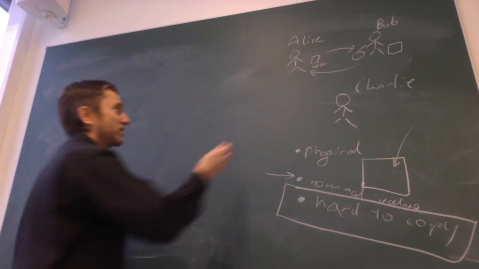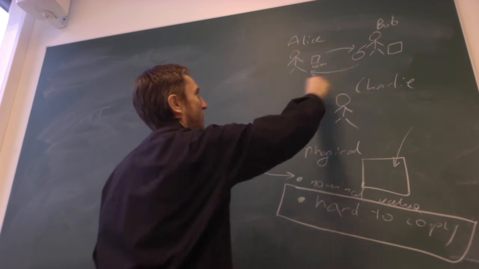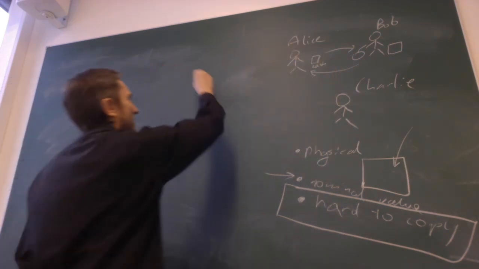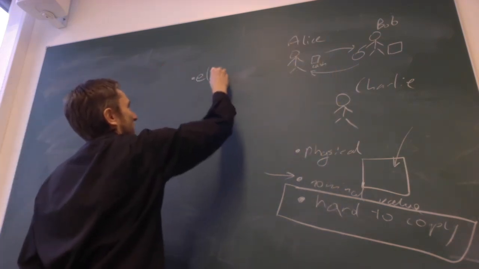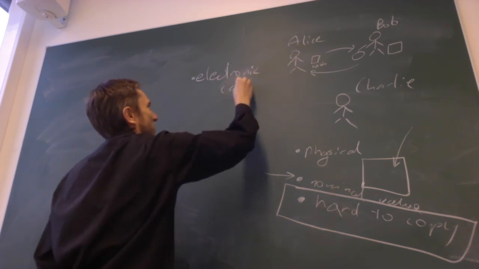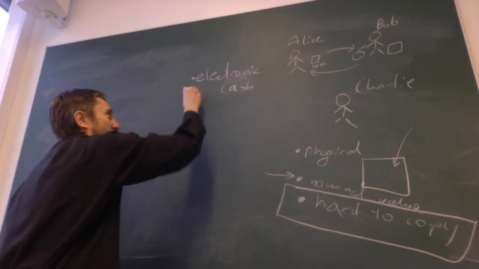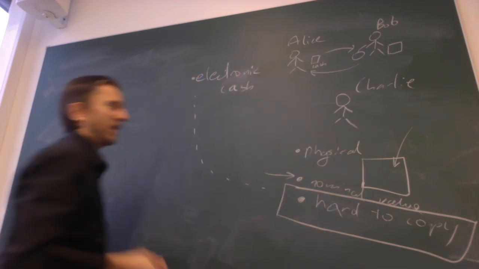So now imagine that we want Alice to pay Bob, but electronically, right? So we want to have electronic cash, and electronic and hard to copy.